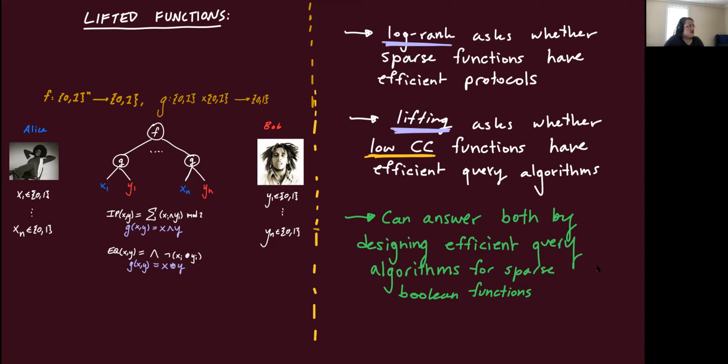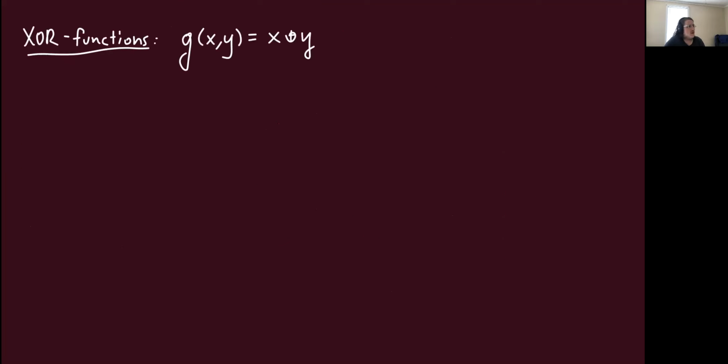Okay, so in this lifted setting, we get this streamlined way of answering both of these questions at the same time. And so that's what we're going to try to do. I want to continue by explaining a little bit about what's known regarding these questions. And I'll start by looking at XOR functions, which are functions obtained by letting f be arbitrary, but letting g be the XOR of 2 bits.